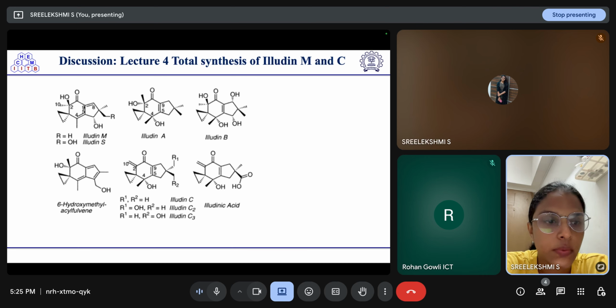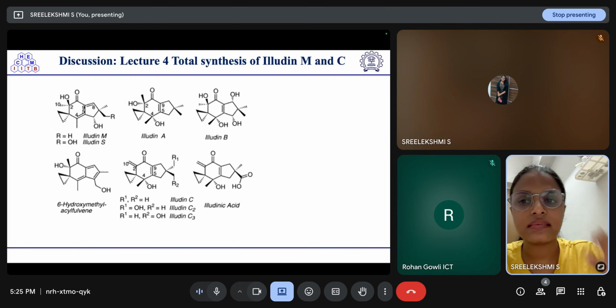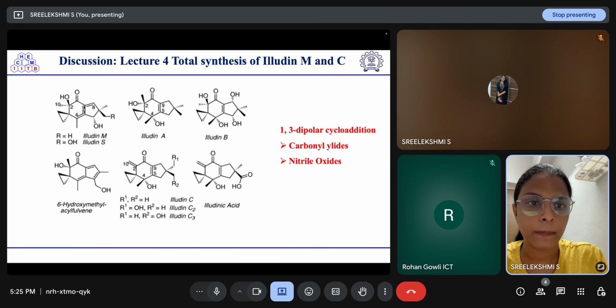And then about the illudins, we have seen it has biological importance as well. It has selective toxicity for tumor cells. As we can see in the structure, it has a six-membered ring, a five-membered ring, and a three-membered ring. And we have also seen what its mechanism of action is.